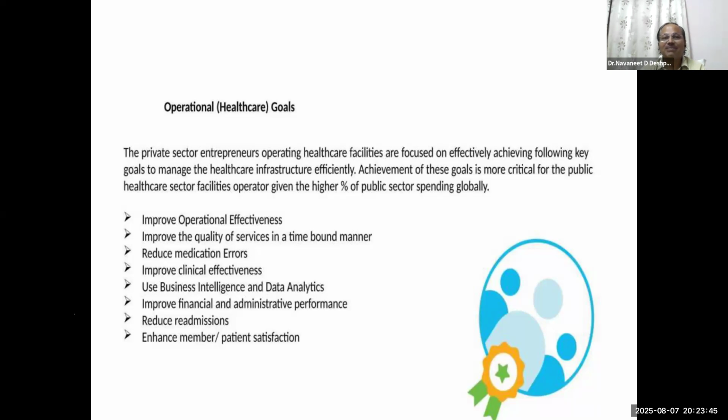So we should know the NPS score, the Net Promoter Score, on a scale of 1 to 10. The patient has to be satisfactorily sent back. So patient satisfaction is also one of the goals. To sum it up, we have several goals here: effectiveness, quality, reducing the errors, improving the clinical efficiency, handling data analytics, financial and administrative performance, reducing the readmissions, and enhancing the member and patient satisfaction. In all, the healthcare goals are revolving around maintaining all these requirements.